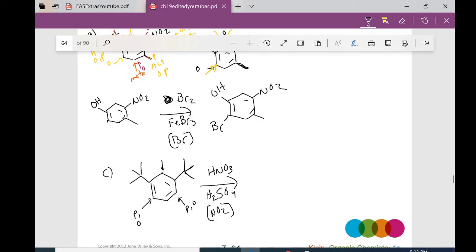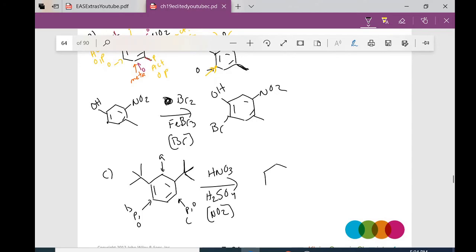This position is also para to the first and ortho to the second. Okay, so this position at the top, let's call them A, B, and C. Position A is going to be completely blocked. It's going to be very difficult for anything to add there. So positions B and C are going to be equally likely to be substituted. Okay. So in this case, we're adding an NO2 group. We'll just pick one. We'll put our NO2 right here.